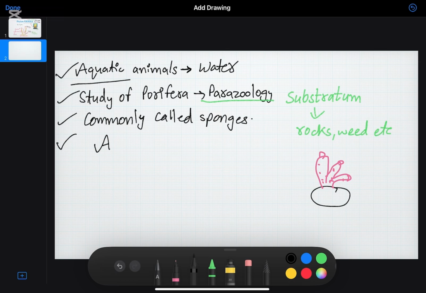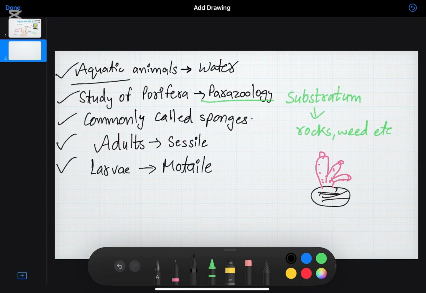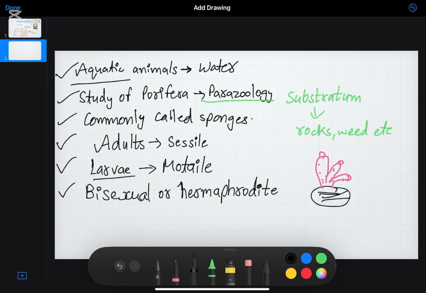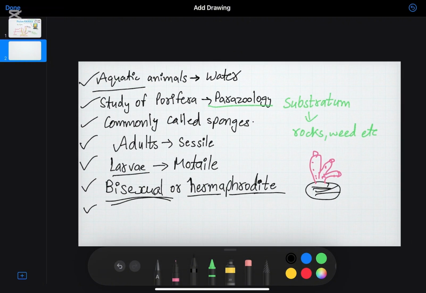The next characteristic is that the adults of Porifera are sessile. That means if they are attached to a point like a rock or weeds, then they will be attached there for the time they live. But the larvae of Porifera are motile, meaning they can move from one place to another in their larval stage. They are bisexual or hermaphrodite, meaning they have both sexes, male and female, in a single body. We also call it bisexual. Oh my god, this writing doesn't look nice.